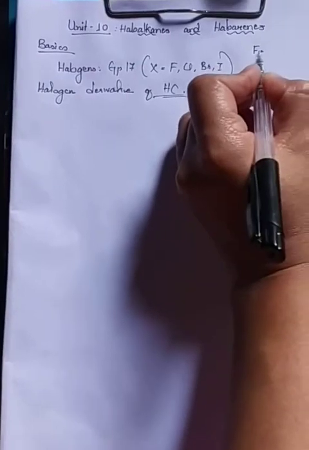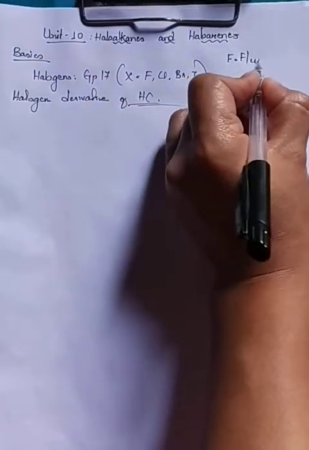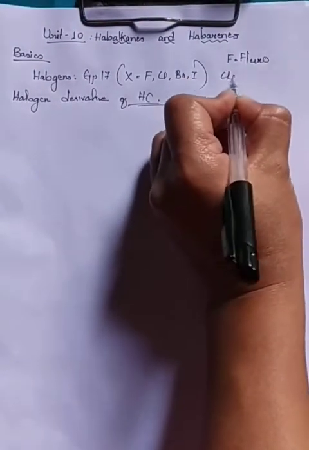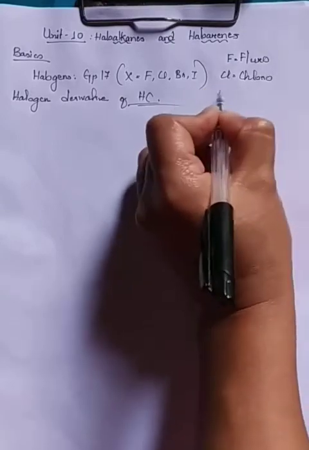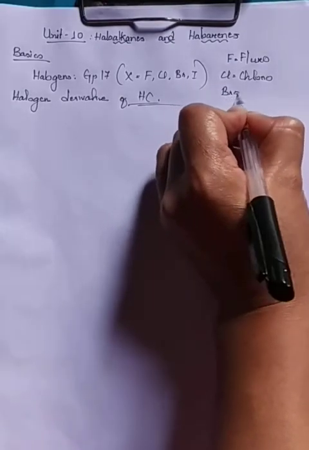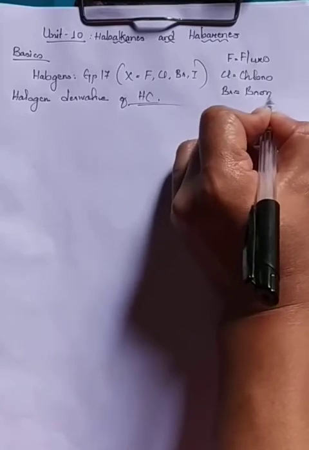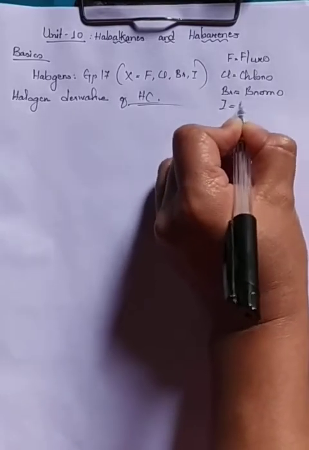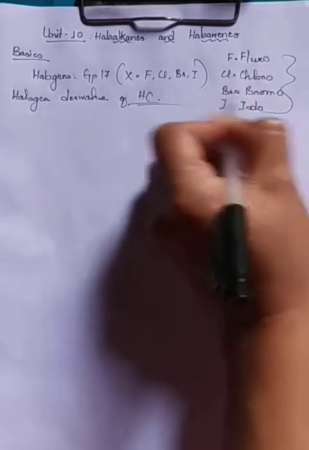Now, in the haloalkanes, the halogens are referred to as follows. Fluorine is known as fluoro, F-L-U-O-R-O. Chlorine is known as chloro. Bromine will be given the name bromo. And iodine will be named iodo.